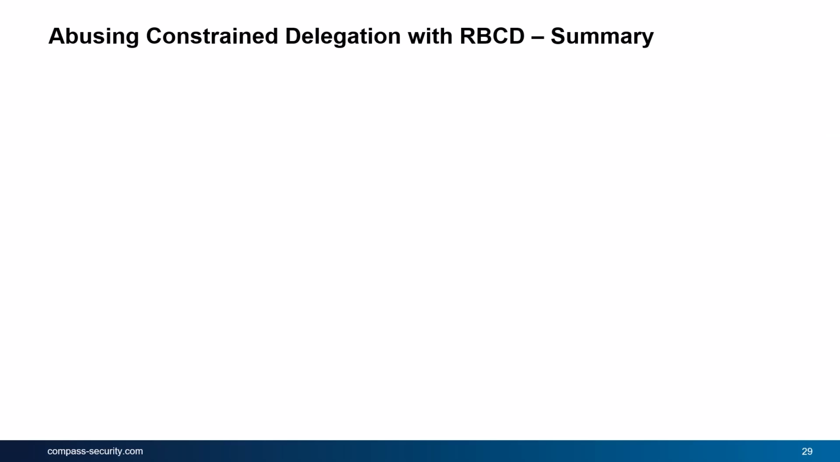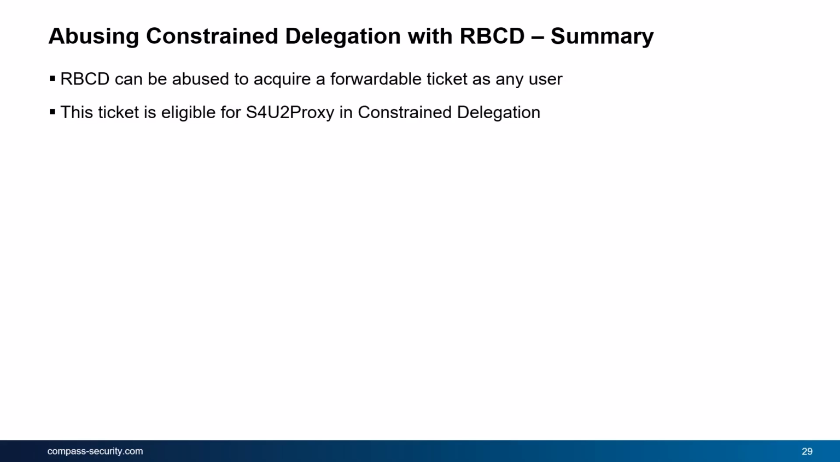Let's quickly summarize what we have seen now in those two demo setups. So to abuse constrained delegation with RBCD, we have learned that we can use resource-based constrained delegation to acquire a forwardable ticket as any user. This is intentional by design within RBCD. However, we can then also use this ticket in the S4U2Proxy exchange in another constrained delegation setup.